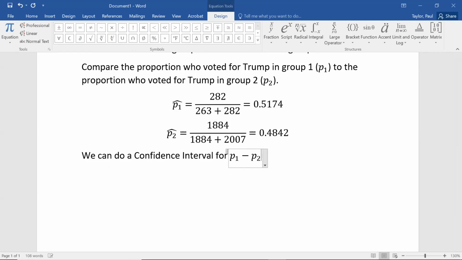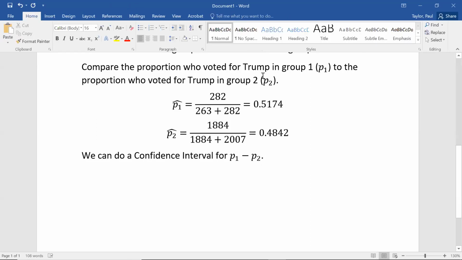So you can see that in our sample, the difference is about 3%. But since there's randomness, the real number is not likely to be exactly 3, whatever that is, 3.3%. Could be a little higher, could be a little lower. How much higher or lower? Well, that's why we're doing a confidence interval. So we're going to have Minitab run the confidence interval.